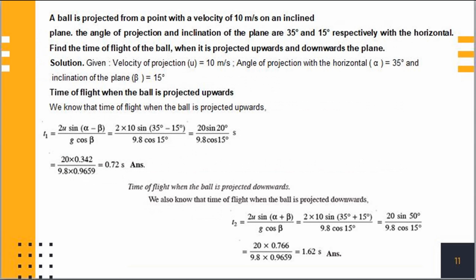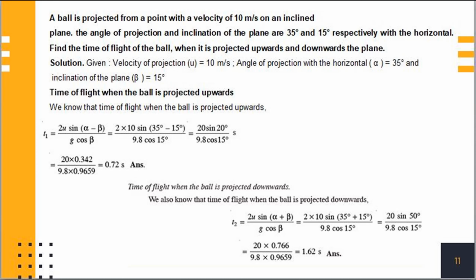First problem: a ball is projected from a point with a velocity of 10 meters per second on an inclined plane. The angle of projection and inclination of the plane are 35 degrees and 15 degrees respectively with the horizontal. Find the time of flight of the ball when it is projected upwards and downwards the plane.